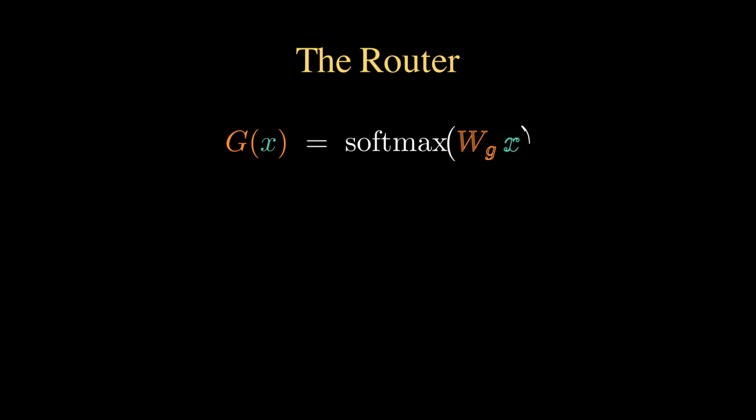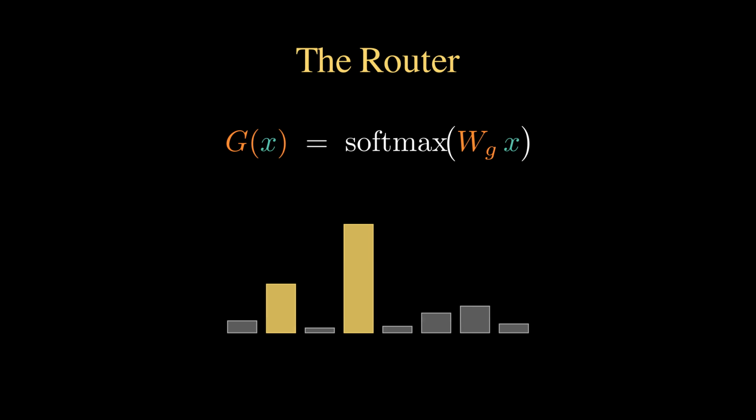That manager is called the router, and it's surprisingly simple. You take the input vector x, multiply it by a small matrix WG, and pass the result through a softmax. That gives you a probability over all the experts. Now, in practice, you don't actually want every expert to chip in a little. You only keep the top k scores, usually just 1 or 2, and you set the rest to 0.